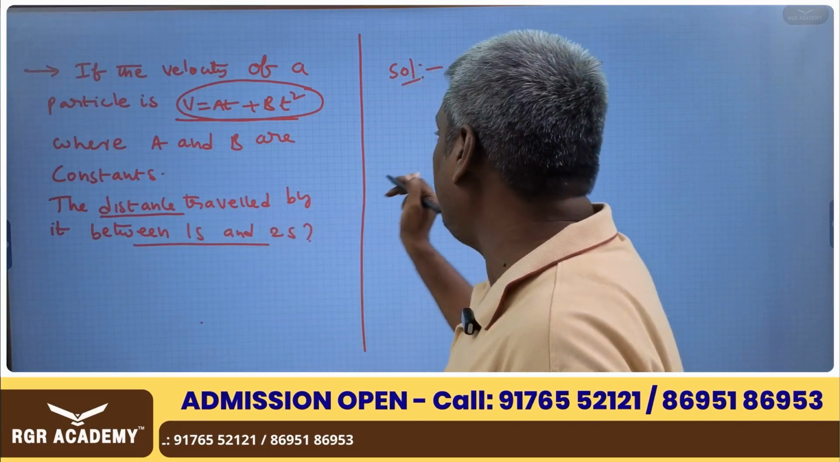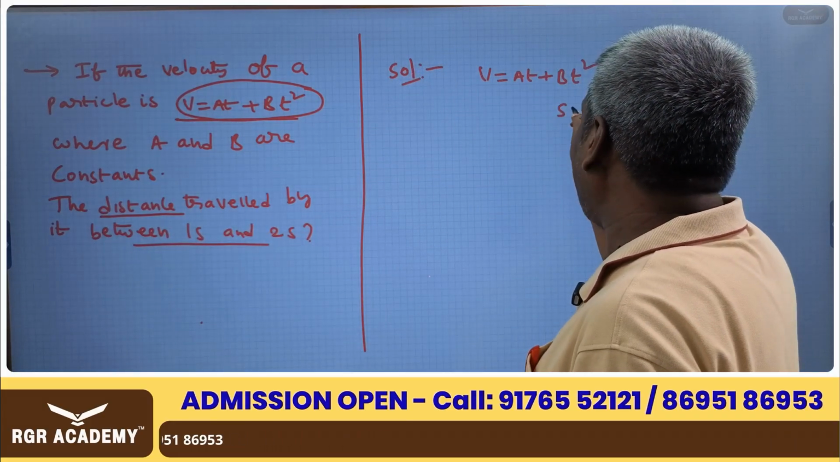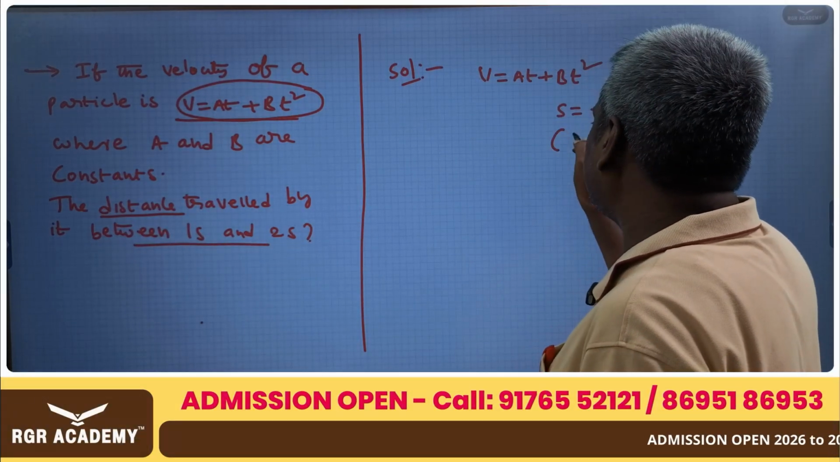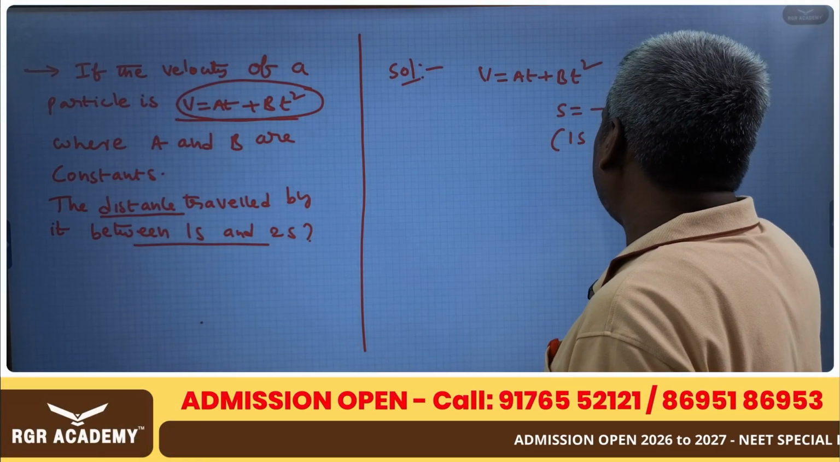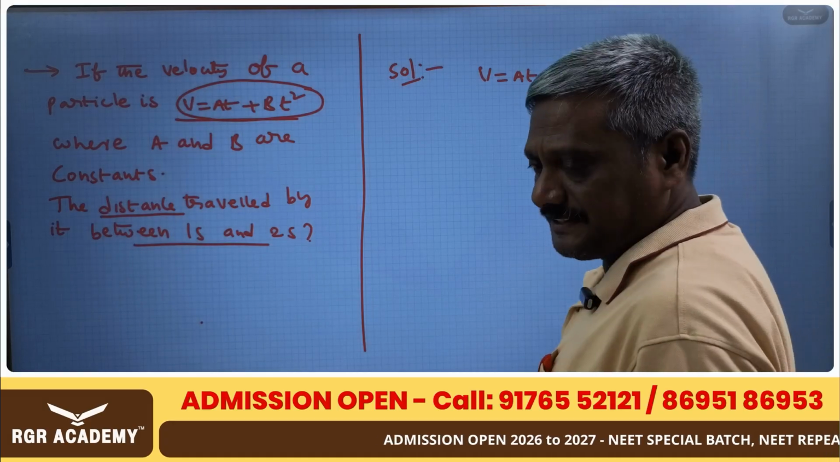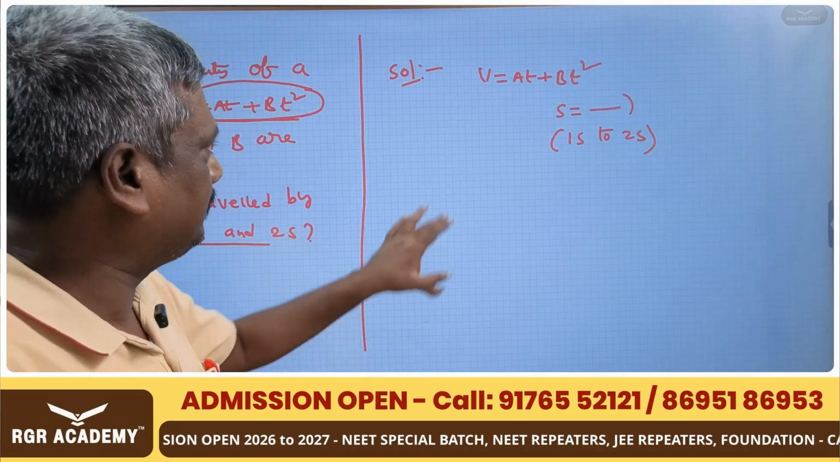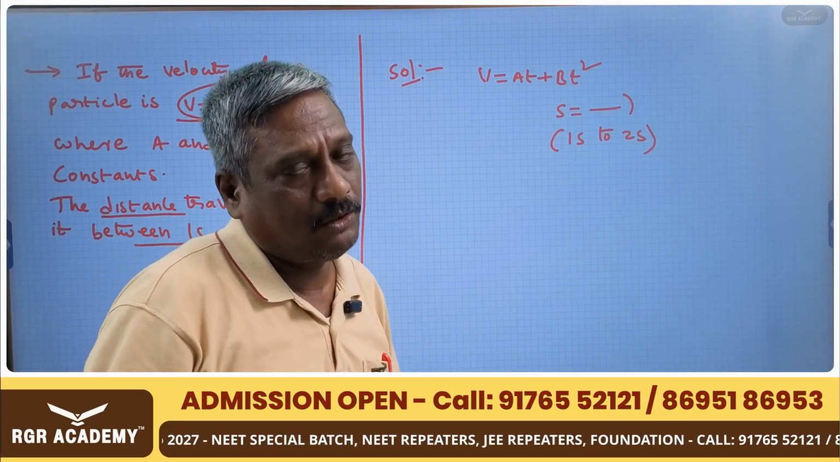Distance traveled between 1 second and 2 seconds. These are the limits. The limits are given like this. Lower limit and upper limit are given, 1 second to 2 seconds. Distance traveled is how much?